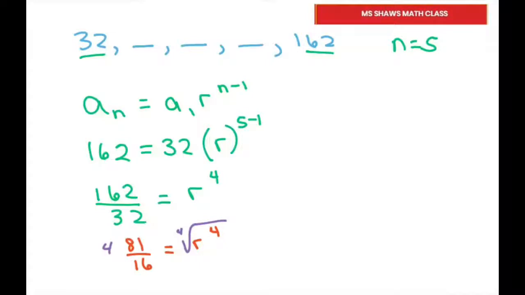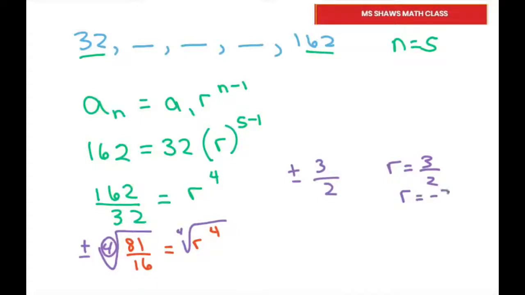Fourth root. And don't forget, if it's even here, you have to do plus and minus. So when you do plus and minus, the fourth root of 81 is 3, because 3 to the fourth is 81. And the fourth root of 16 is 2. So I have two r's. I have r equals positive 3/2 and r equals negative 3/2.